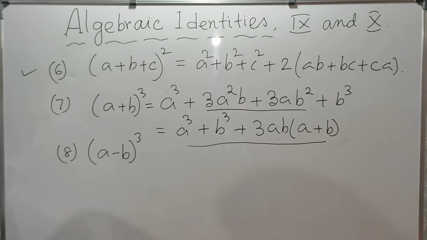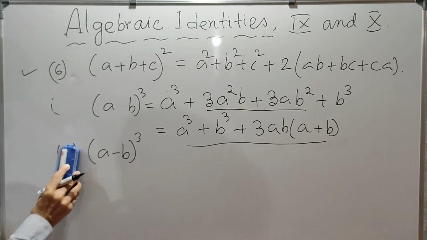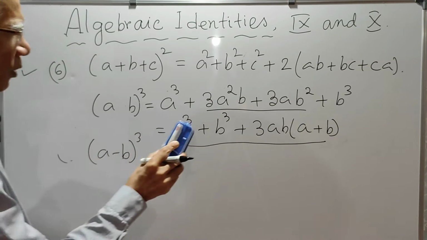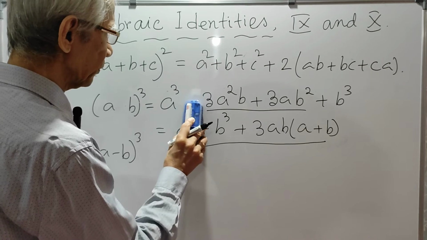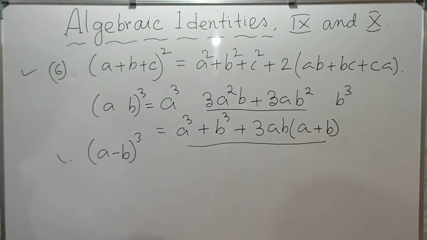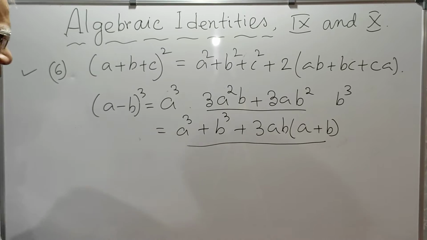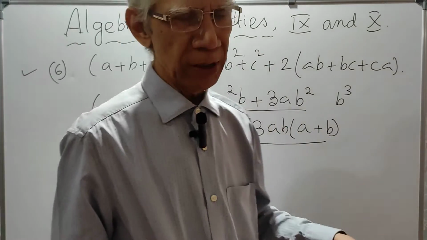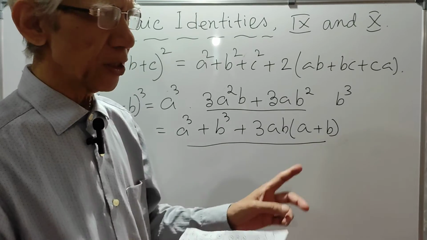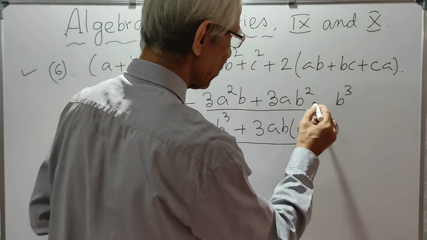All right. Now (a-b)^3. Yes. So let me write here only (a-b)^3. So only 2 signs you have to change. So (a-b)^3 will be, so you work out this way, (a-b) into (a-b) into (a-b). Then do multiplication, you will get this answer. a^3 - 3a^2b + 3ab^2 - b^3.